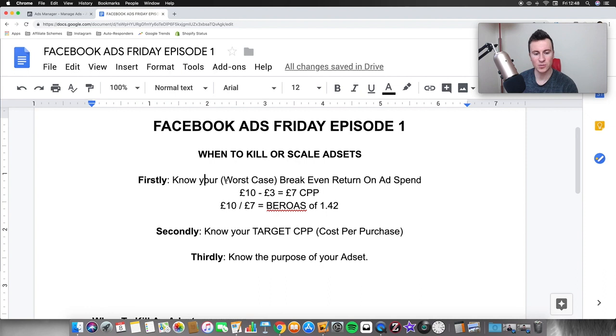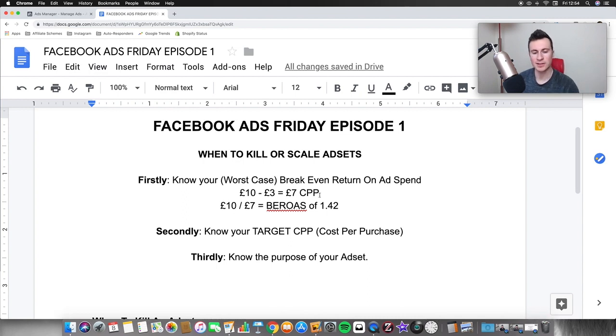Now, the reason it says worst case in brackets there is because depending on what product you're selling or what products a customer decides to add to cart, it's going to affect it. So if you take your worst case break-even ROAS, then you know that as long as you're above that number, regardless of what product they're buying or what upsell offer you're using, you're always going to be making money. The way we work this out is we start with the price we're selling the product for, we subtract the cost of the product to us, including shipping, and that leaves us with essentially how much we can afford to spend per purchase on Facebook.